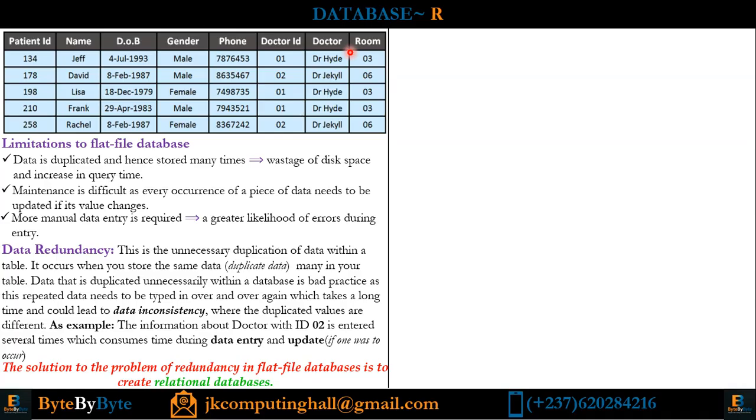But luckily, the solution to the problem of redundancy in flat file databases is to create relational databases, which is the next database model we are to look at. So in the next video, dear students, we shall look at relational databases. We shall look at the key terms of relational databases. We shall move further to look at database keys, where we shall briefly explain and well elaborate the different types of keys we can have in a database, and examples will be given for you to clearly identify the different types of keys that are present in a database table.